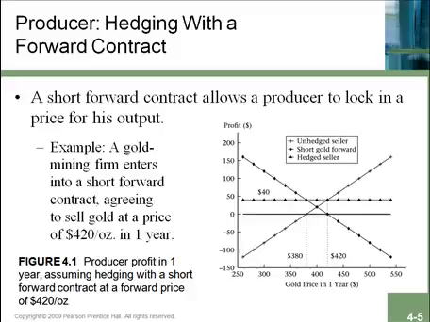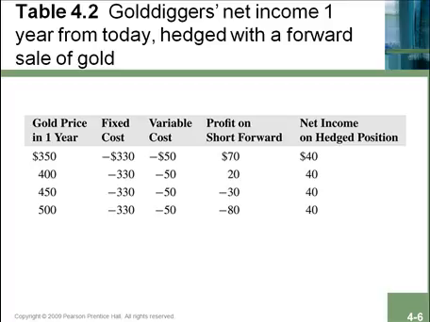Here's another way that we could look at this. We could look at the unhedged position, and we could also add in the profit that we would earn on a short forward contract. For example, let's take a look at the case where the gold price 1 year from now is $400. Well, if we've got a $400 per ounce price of gold, then of course we have $380 in total cost per ounce, and that would be a profit of $20 per ounce if the company did not hedge.